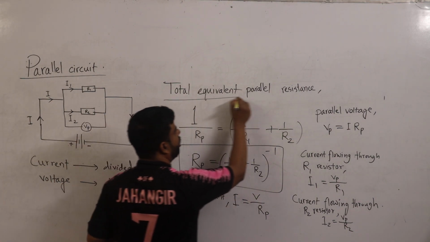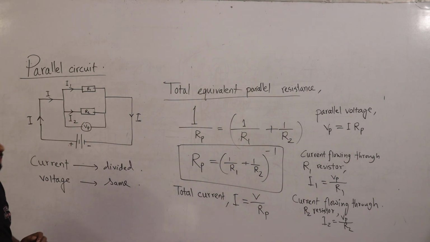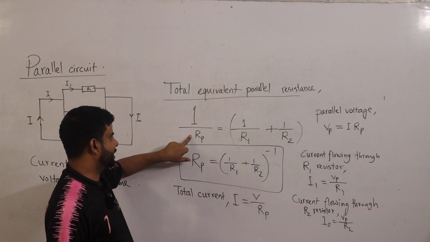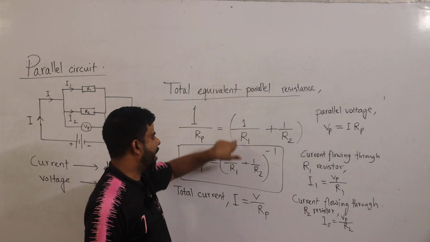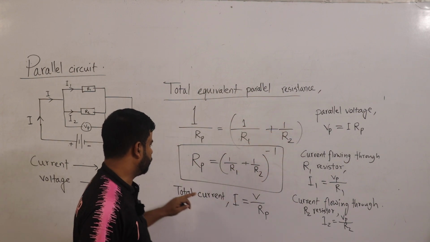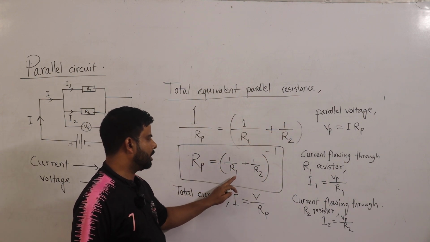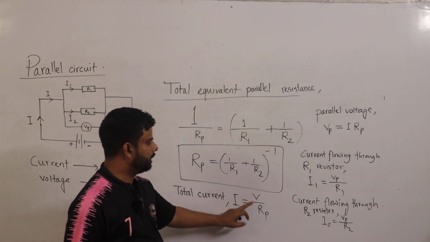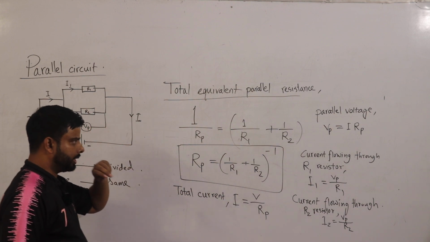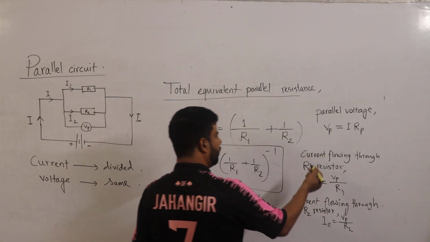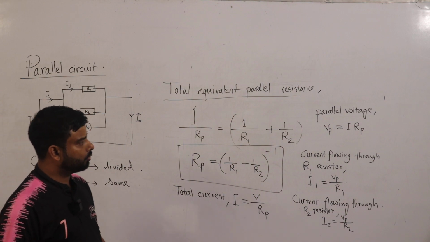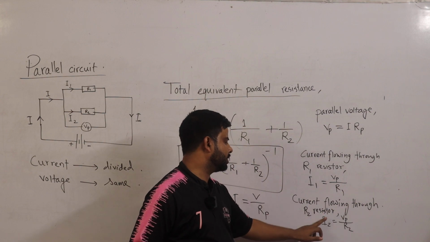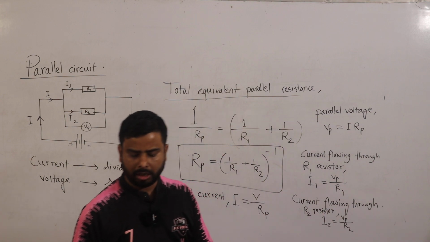So this is the formula for total equivalent parallel resistance. Rp is the total equivalent parallel resistance: 1 divided by R1 plus 1 divided by R2, and inverse. So total current I equals V divided by Rp. Parallel voltage Vp equals I into Rp, and current flowing through the R1 resistor I1 equals Vp by R1, current flowing through the R2 resistor I2 equals Vp by R2.